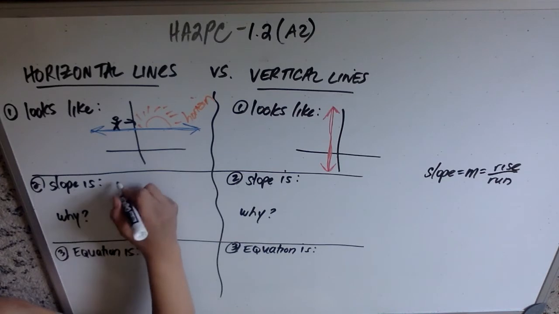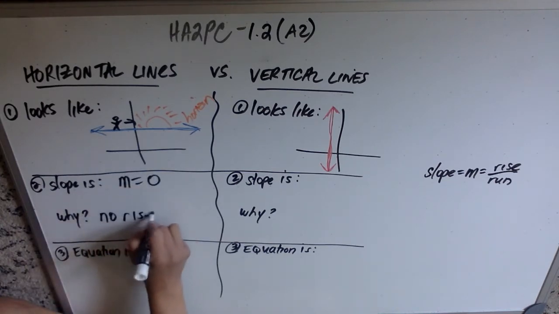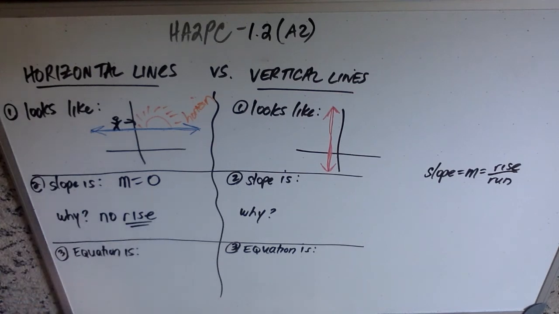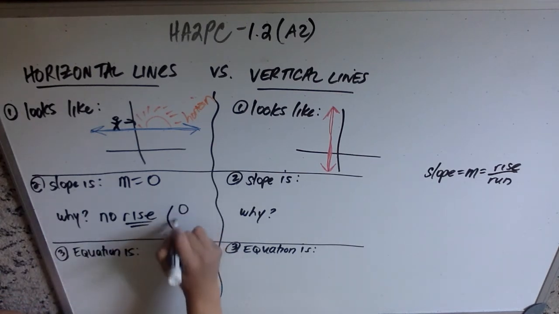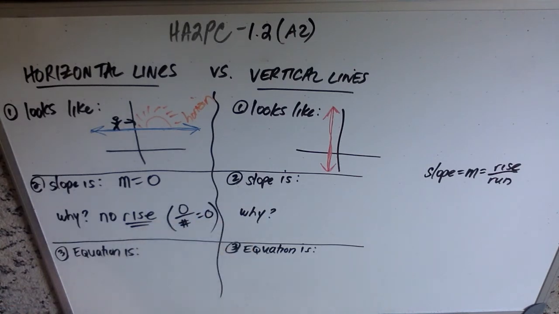So the slope of a horizontal line is zero. Why? Because there's no rise. It doesn't go up and down at all. It only goes left and right. So when you have zero on top of a number, you get nothing. You have no pizza, and you divide it by any number of people, and you get zero.